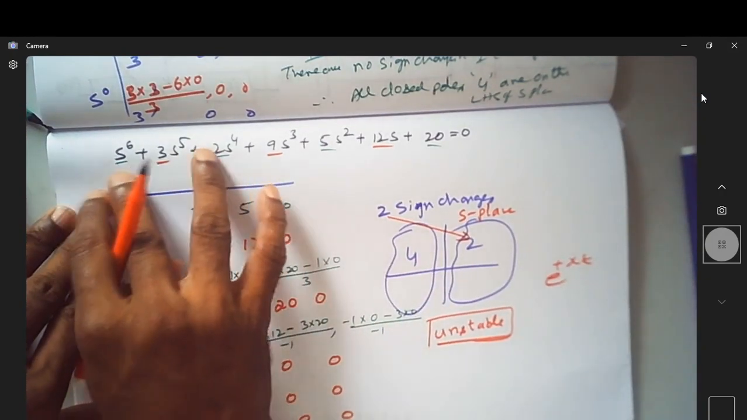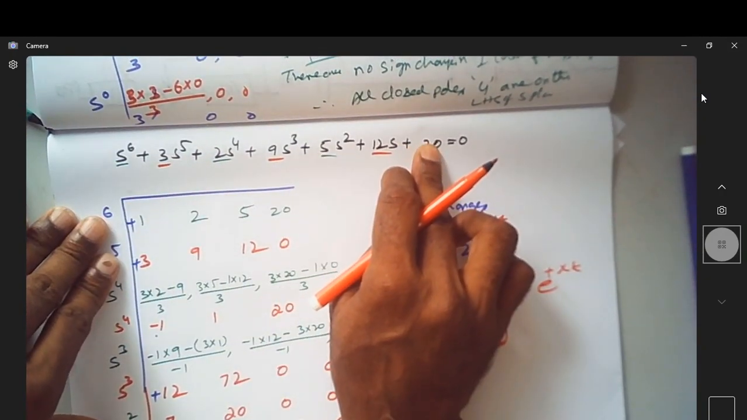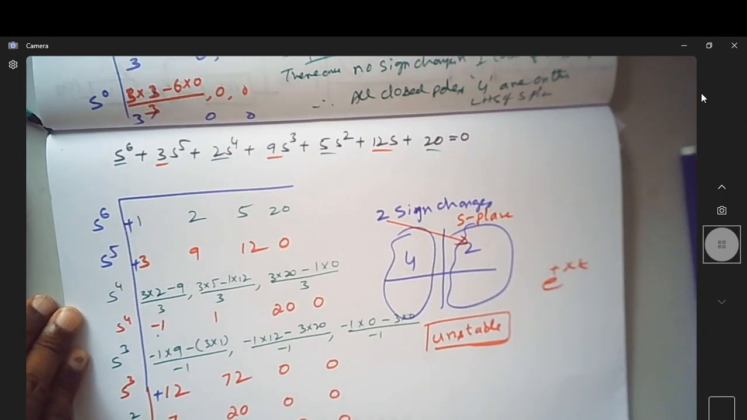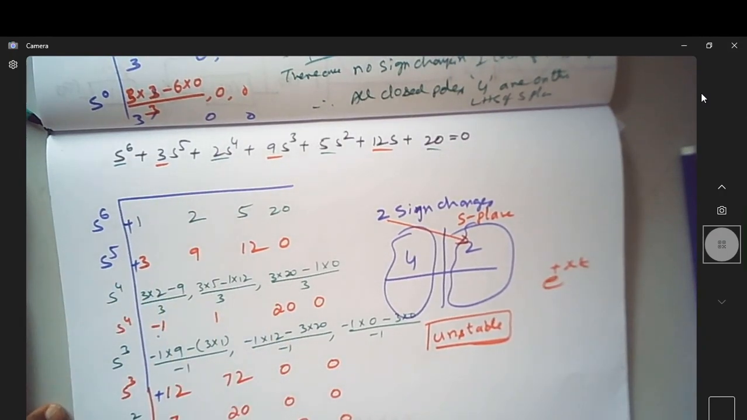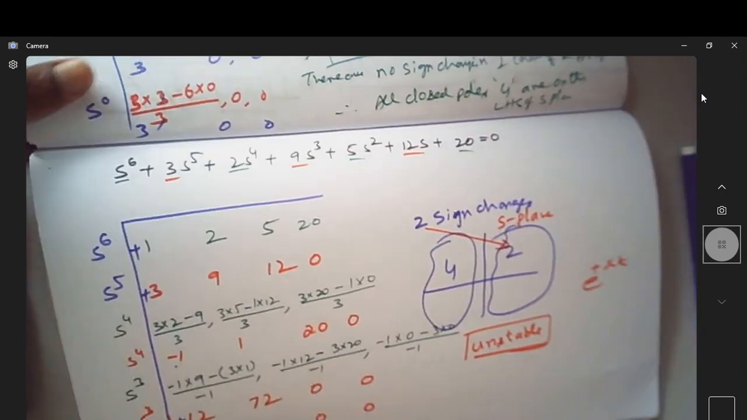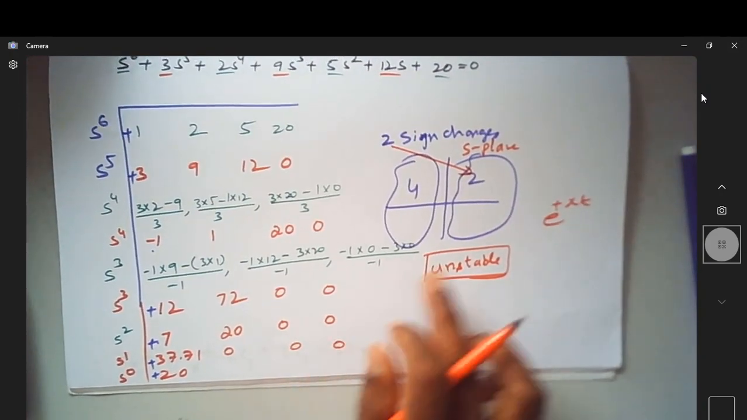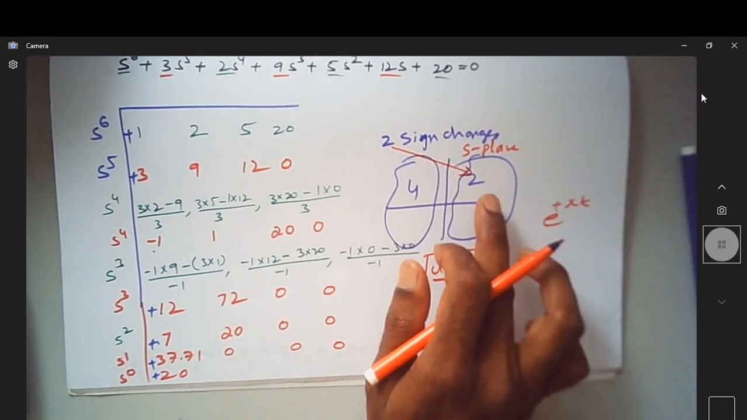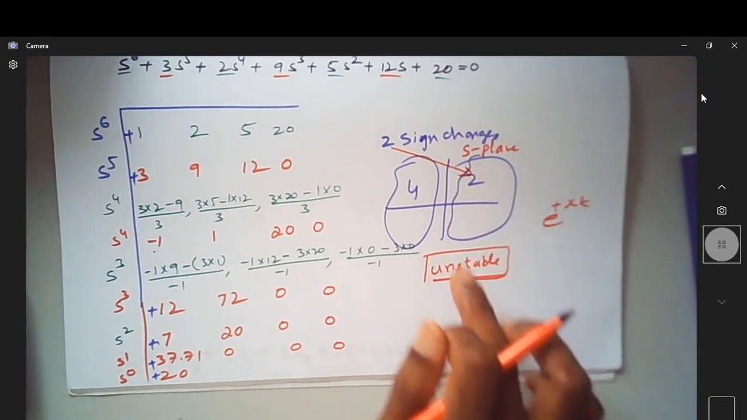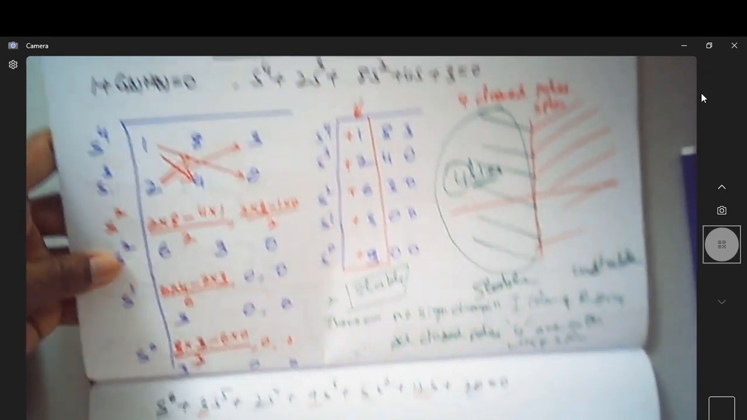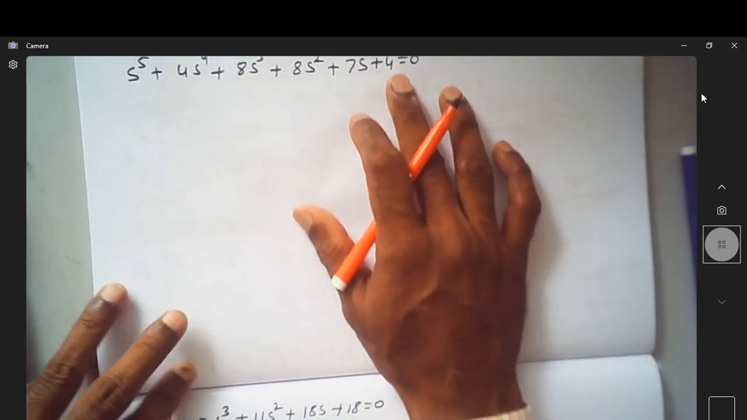So for this characteristic equation, upon writing the Routh array, it is found that there are 2 sign changes in the first column of the Routh array, so out of 6 poles, 2 are on the right hand side of the S plane. System is unstable. Okay, let us try out another one.